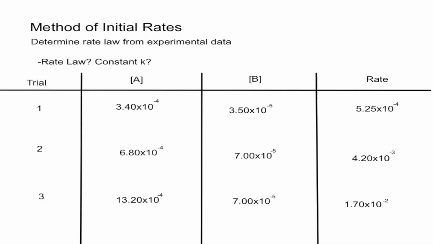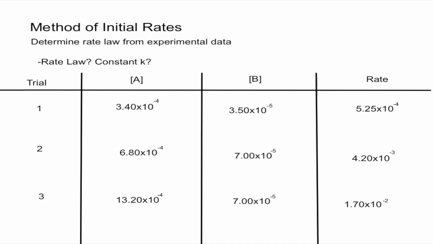In this video, I'm going to talk about the method of initial rates. The method of initial rates is used to determine the rate law from given experimental data. As I said in one of the previous videos, rate laws cannot be determined just by looking at the balanced equation. They must be determined experimentally, and the method of initial rates transforms that data into the rate equation you want. And I will be using an example to illustrate the method of initial rates.